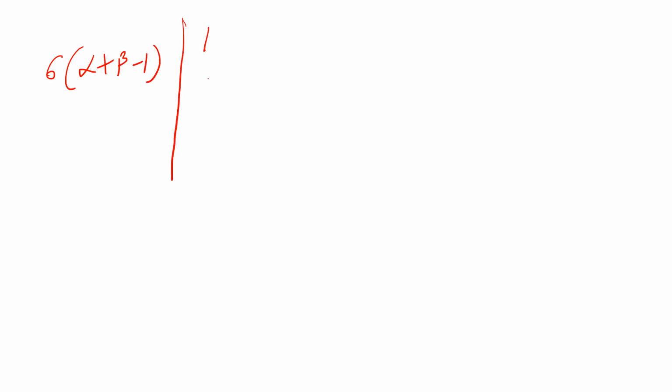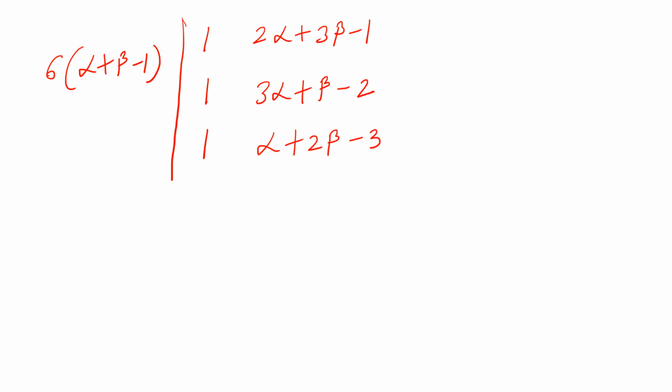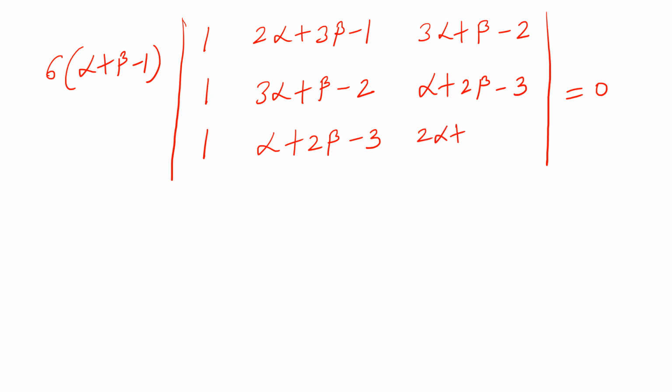In the first column, we have 3 ones, and in the second column, we have 2 alpha plus 3 beta minus 1, then we have 3 alpha plus beta minus 2, then we have alpha plus 2 beta minus 3. In the third column, we have 3 alpha plus beta minus 2, then we have alpha plus 2 beta minus 3, and the last element is 2 alpha plus 3 beta minus 1.